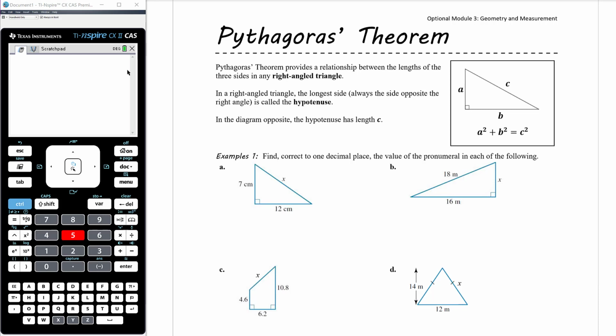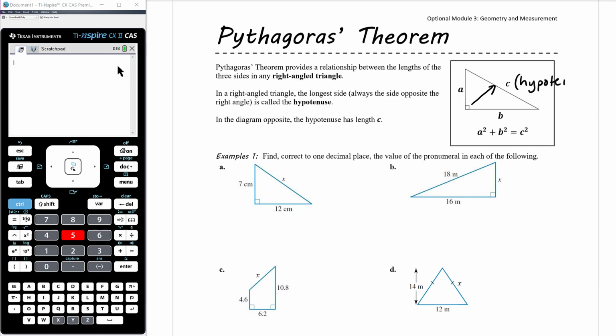So in this video we'll continue looking at the geometry and measurement module of the Further Maths course, and here we are looking at Pythagoras' theorem, which should certainly be a revision. Pythagoras' theorem provides a relationship between the side lengths of a right-angled triangle. If we know any two side lengths in a right-angled triangle, we can use Pythagoras' theorem to find the third one. In a right-angled triangle, the longest side, which is always the side opposite the right angle, is the hypotenuse.